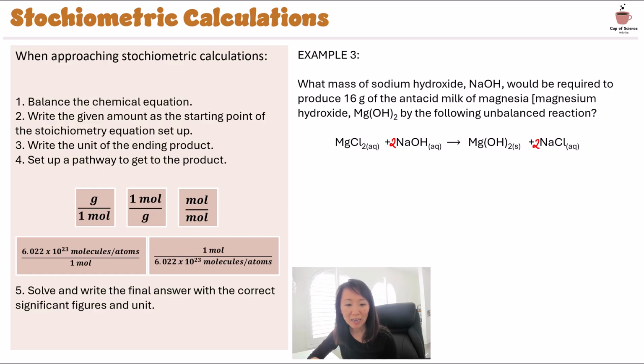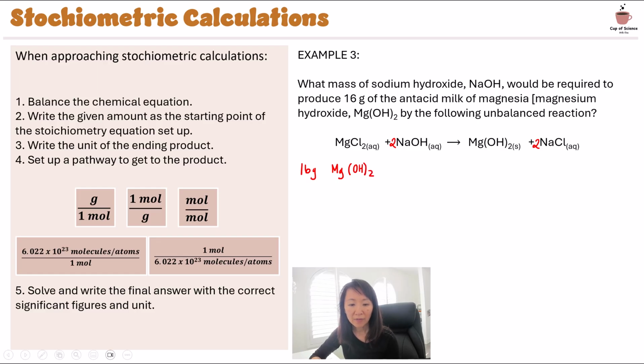Number 2, it says to write the given amount as the starting point of the stoichiometric setup. My very beginning amount was 16 grams of magnesium hydroxide. So 16 grams of magnesium hydroxide.